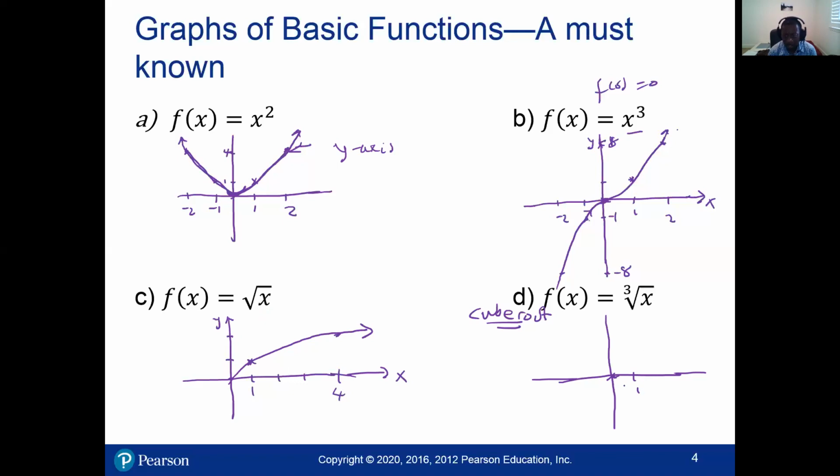Now if x is 1, the cube root of that is also 1. Now I'm going to pick a very good point. Let me pick a positive 8, because if I find the cube root of 8, it is 2.